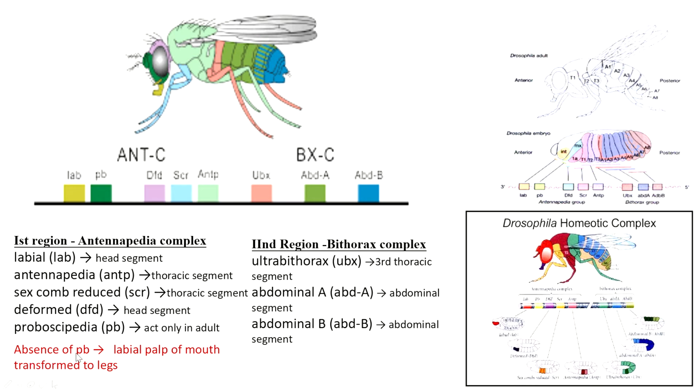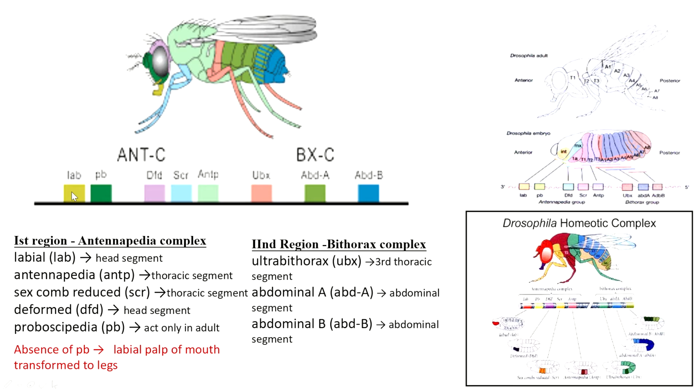And if the proboscipedia is absent, what will happen? The labial palp of the mouth is transformed to a leg. So that means an abnormal adult will form. Instead of the labial palp, a leg will form at the head region.